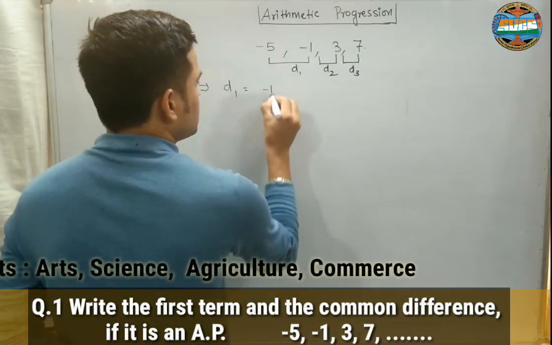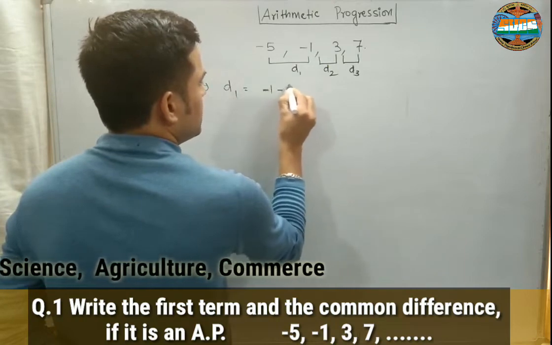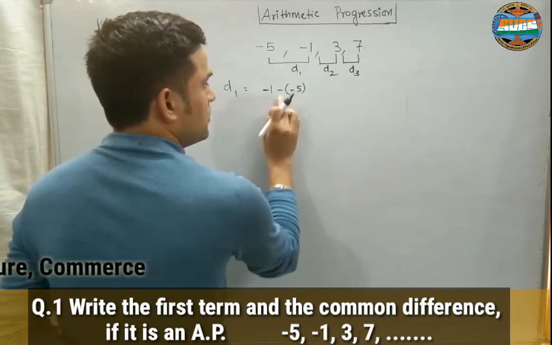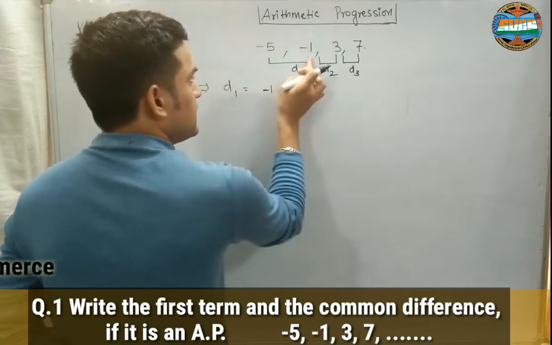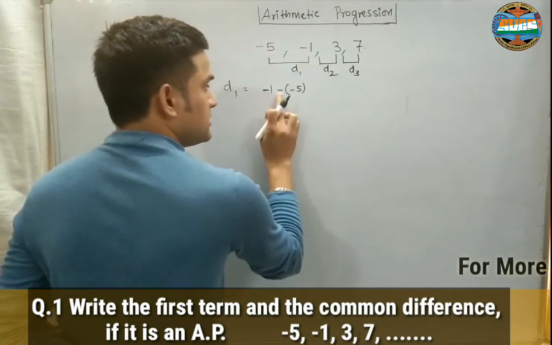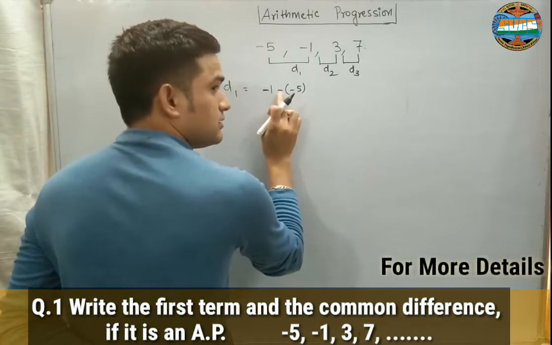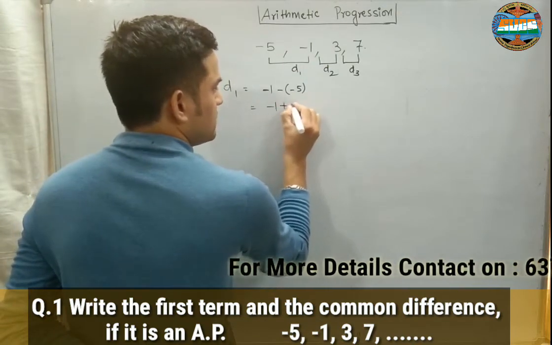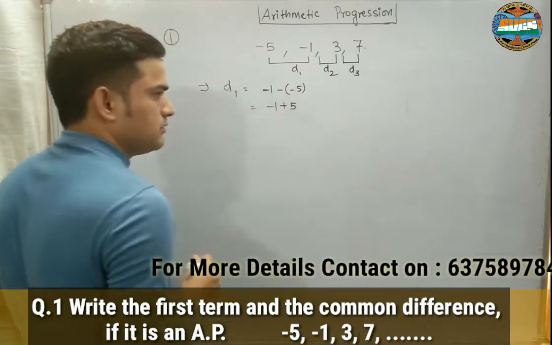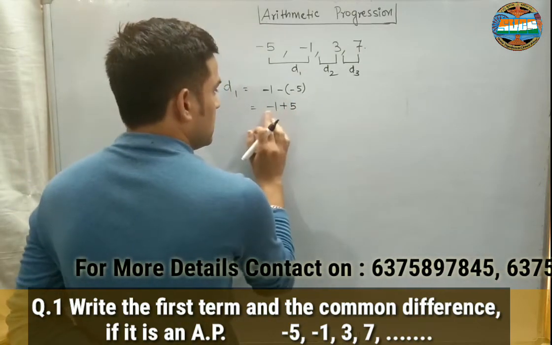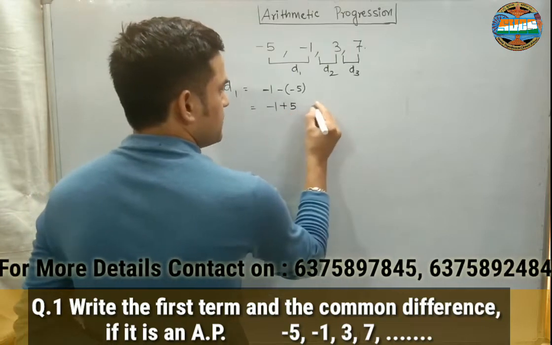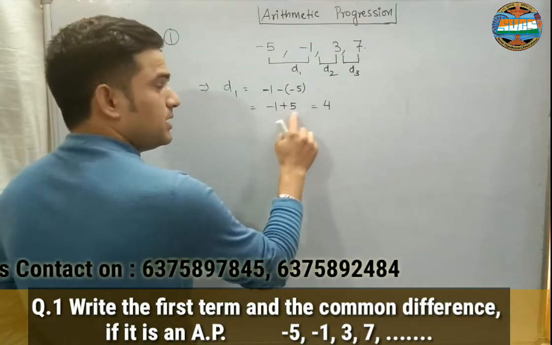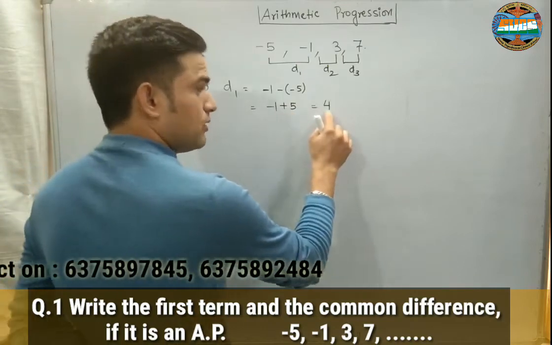D1 we find as -1 minus the first. This is the formula for finding: second term minus first term. So this is the formula based on minus. So -1 minus (-5), minus and minus multiply to give plus. -1 plus 5, the answer is 4. Positive 4, because the bigger number is positive, so the answer is 4.